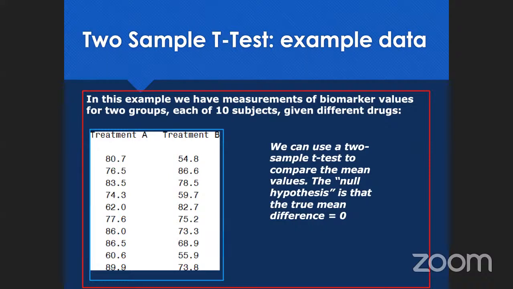So an example of a two-sample t-test includes measuring the biomarker values for two groups, each of 10 subjects, given a different intervention. So in this case, we can use a two-sample t-test to compare the mean values, as the null hypothesis is that the true mean difference is zero.